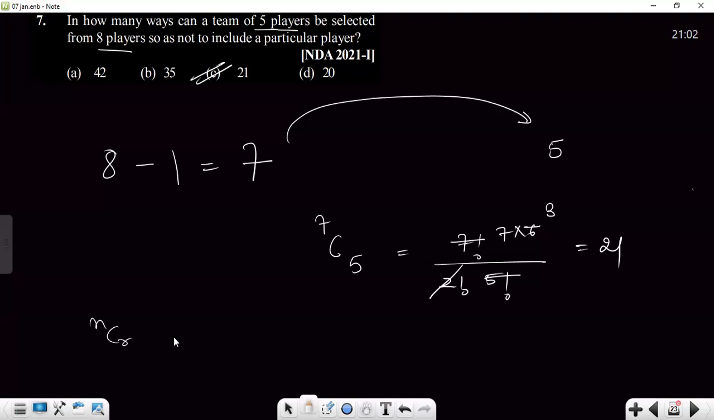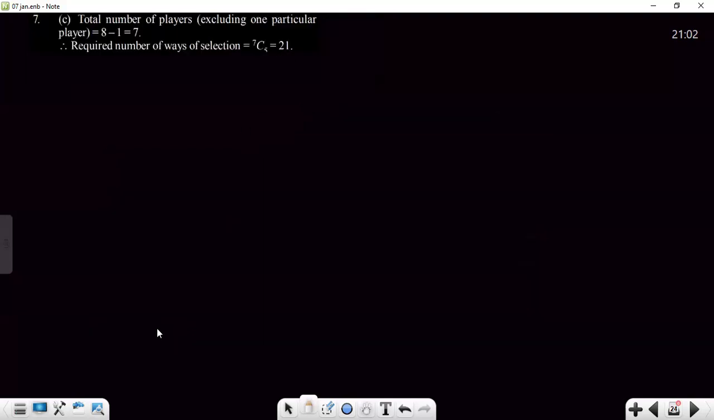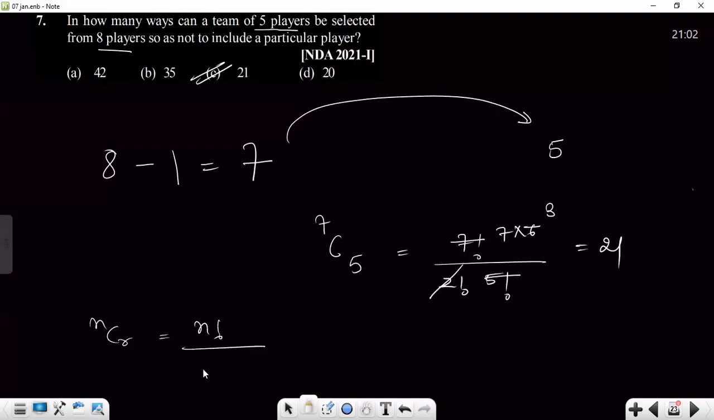So nCr is basically the number of ways of selecting r elements from n, and the formula is n factorial upon (n minus r) factorial into r factorial.